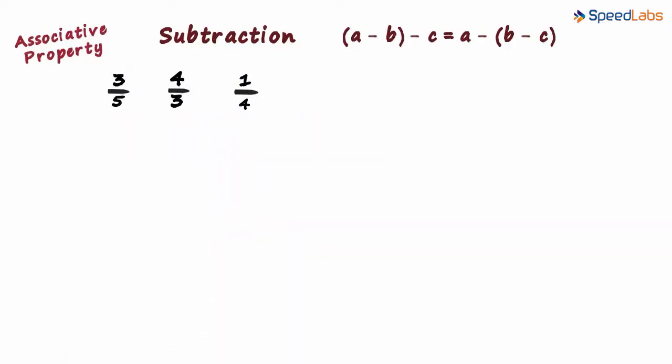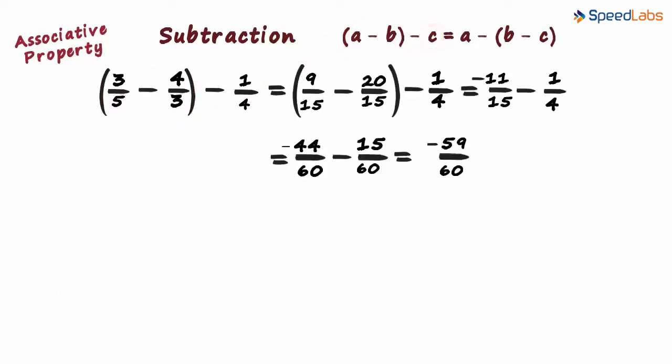We put brackets around the first two terms here. This is a minus b minus c. This equals minus 59 by 60. We solved the brackets first to get minus 11 by 15 and then made the denominators equal to 60.